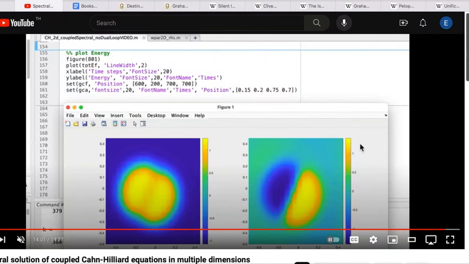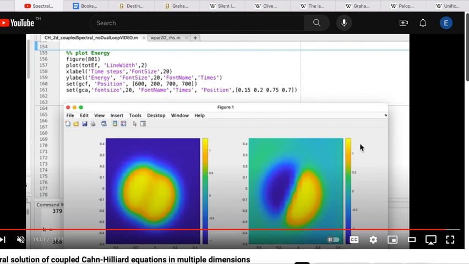In this video, I'm going to show how to use the spectral method to compute the solution of a couple Cahn-Hilliard equations in multiple dimensions. And in particular, I'm going to use a semi-implicit method.